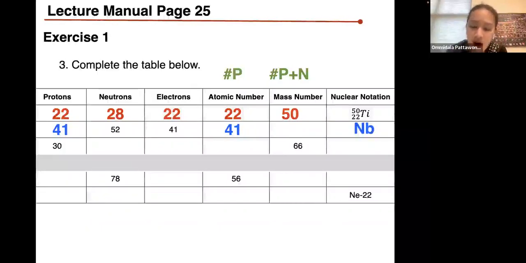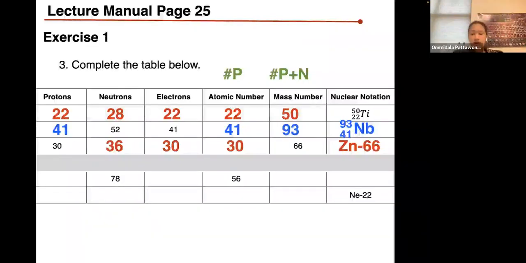What would be the mass number of niobium then? This is when you need to add protons together with neutrons, and it comes out to be 93. So to complete the nuclear notation, you just need to include the atomic number and also the mass number.